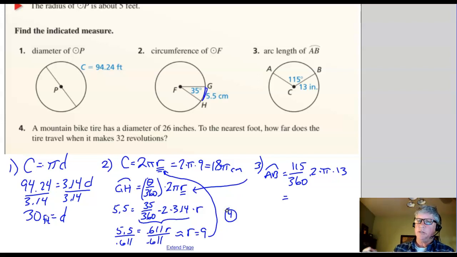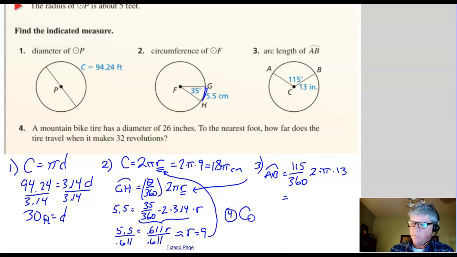Got a mountain bike tire, so mountain bikes are awesome. Diameter of 26 inches, great. They make 29 inch. I know I have a 27.5, so different sizes for different feels. To the nearest foot, how far does the tire travel when it makes 32 revolutions? So just find the distance around it, multiply by 32, and that'll be the total distance it goes.